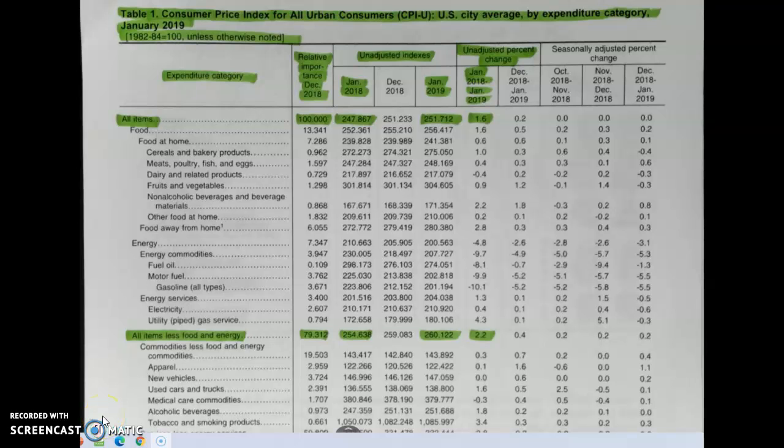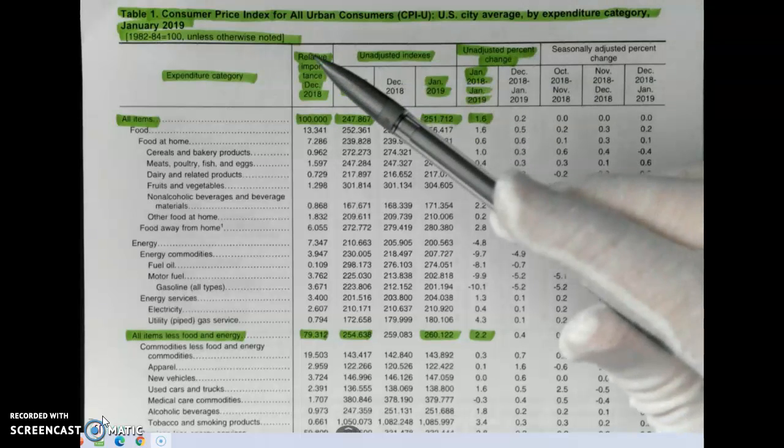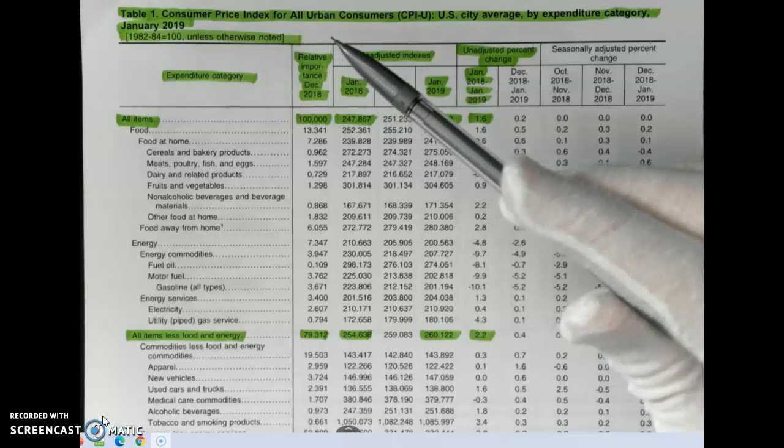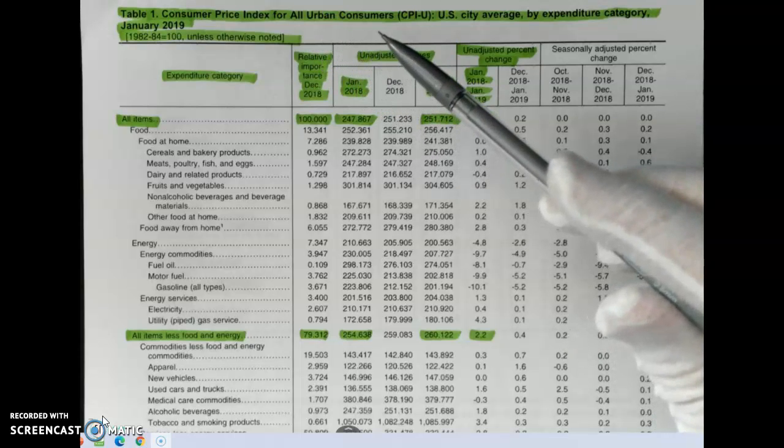Hi guys, in this video I want to go through the Consumer Price Index. There's a few tables here we're going to look at. The first one, Table 1, is the Consumer Price Index for all urban consumers.